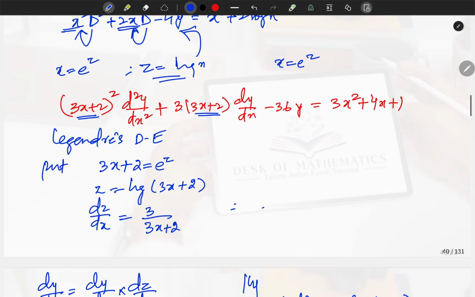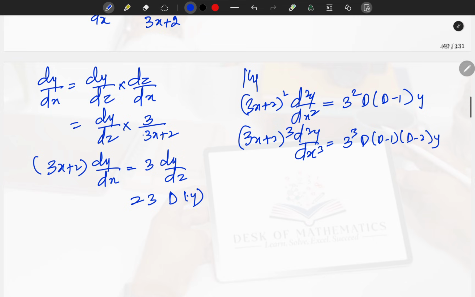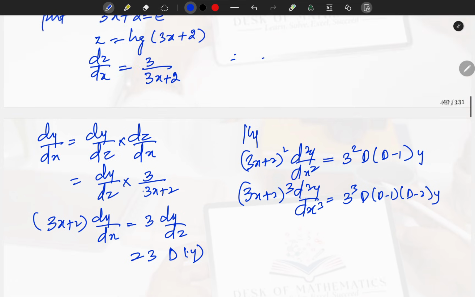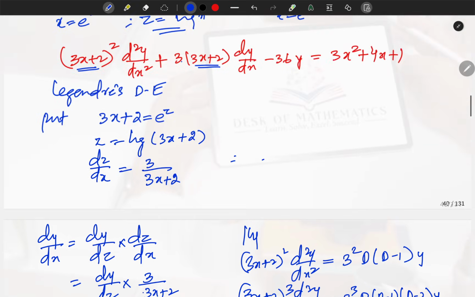Now replace all these terms by D. You will get a differential equation of constant coefficients, solve it by that method, and you will get the solution.